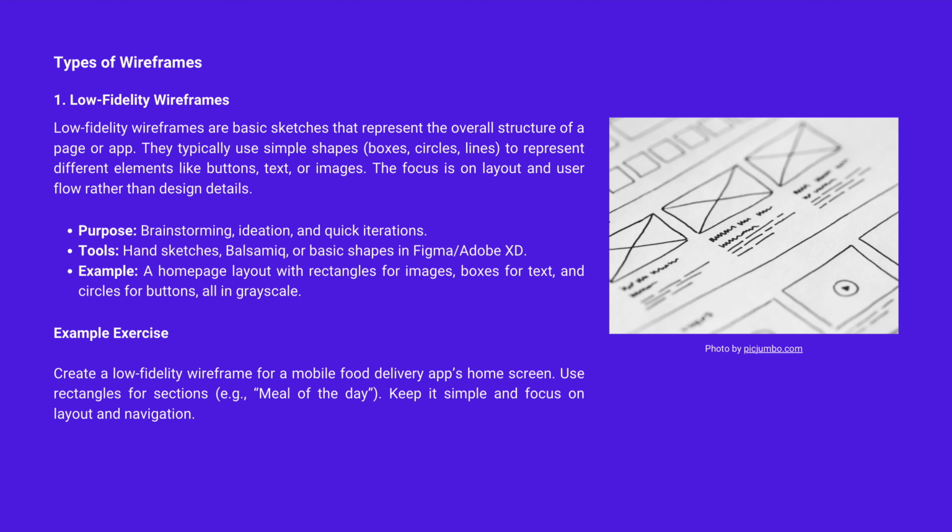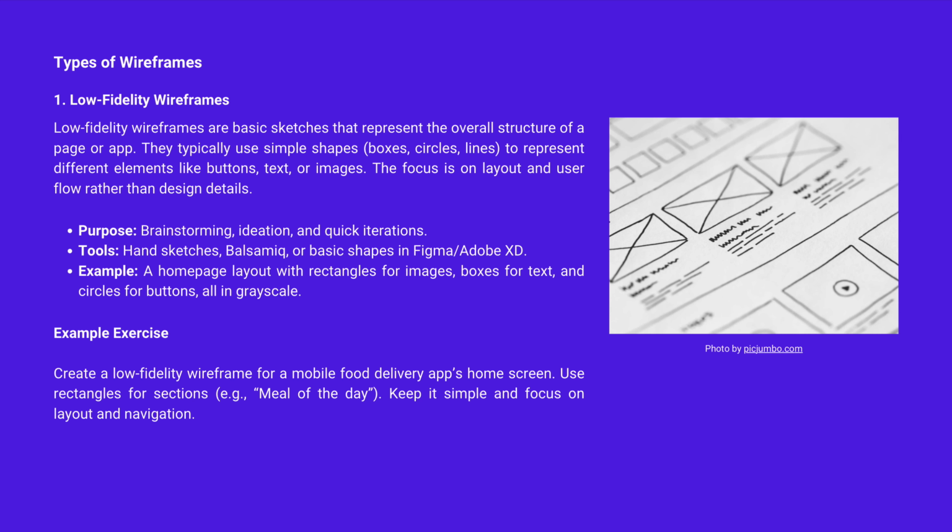The first on our list here is the low fidelity. Low fidelity wireframes are basic sketches that represent the overall structure of a page or app. They typically use simple shapes like boxes, circles, and lines to represent different elements like buttons, text, or images. They focus on layout and user flow rather than design details.